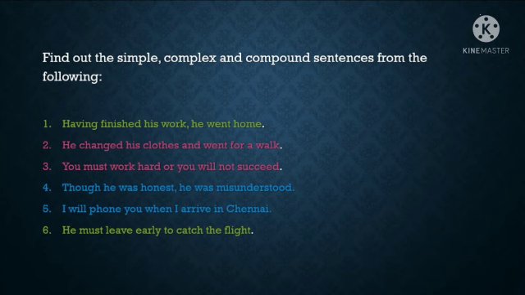Question number 4. Though he was honest, he was misunderstood. Now, we all know that though is a subordinating conjunction. So, though he was honest is a subordinate clause, right? If you find it confusing, then you just think about the meaning. He was misunderstood. Do we have a complete meaning? Yes, he was misunderstood has a complete meaning.